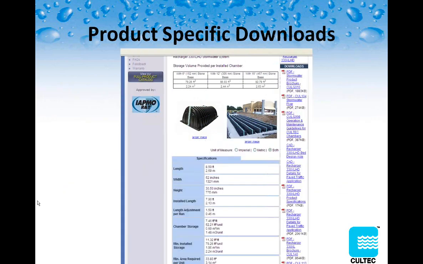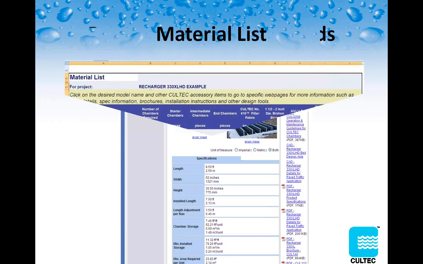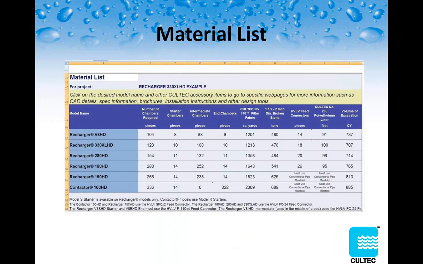And this is an example of a product-specific web page you would get if you clicked on a model name from the chart we just saw on the last slide. And you can see all the available downloads are located on the right-hand side of the page. There are CAD details, submittal packages, brochures, and installation instructions. The calculator will also provide a detailed material list, which we've found very helpful for budgeting and ordering of product.